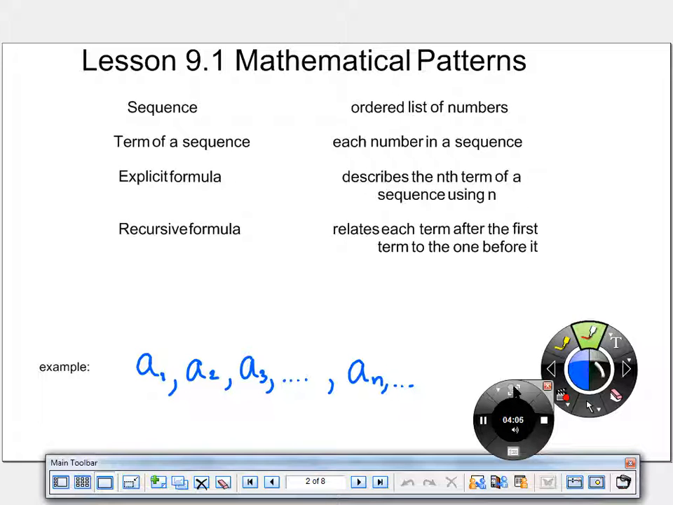The recursive rule or formula relates each term after the first term to the one before it. So it basically says, oh, you want to find the 5th term? Take the 4th term and add 2 to it, and then you have the 5th term. So something like adding 2 is a recursive rule, okay? Then what is an explicit rule or an explicit formula? Yes?